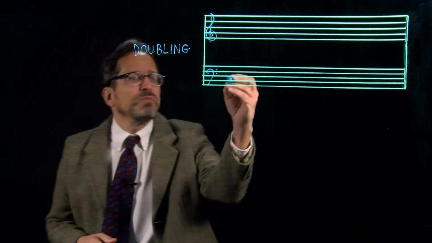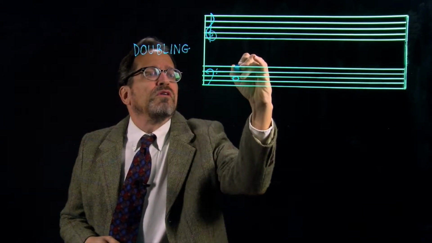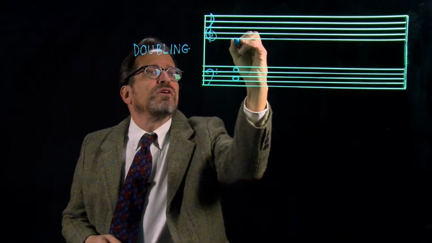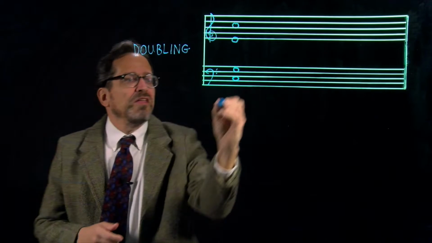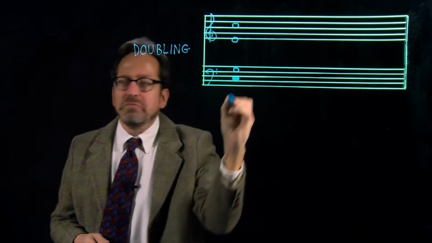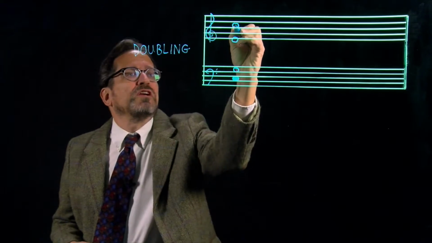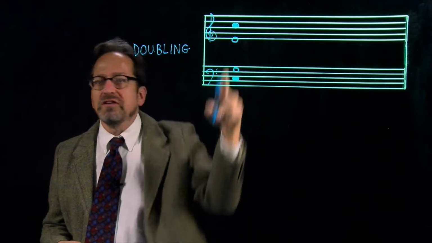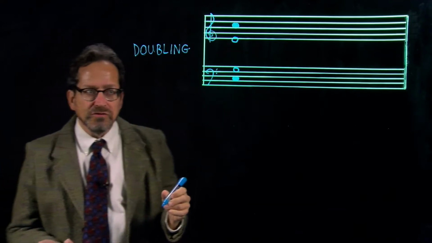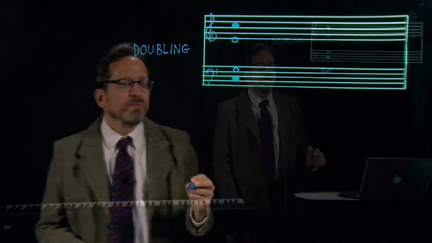If it is a root position chord, then the root of the chord is doubled, which is to say the bass is doubled, because in a root position chord, the root is in the bass. So in this particular example, our bass note is doubled in the soprano. We have two C's as well as the E and the G.